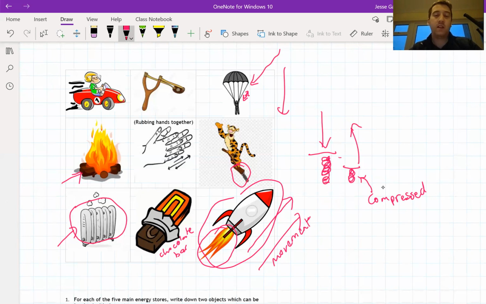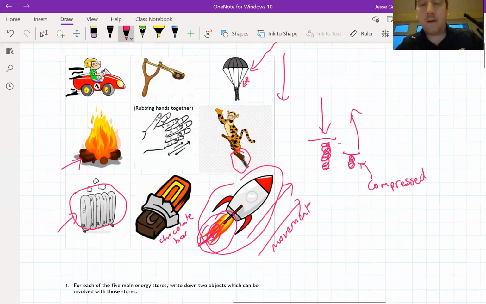And I suppose it's also getting hot. So the temperature of the area around the rocket's going to go up. We talk about the thermal energy store. So there's a lot involved in a rocket. Got the gravitational, kinetic, chemical, and thermal. All right, so hopefully you did pretty good on those.